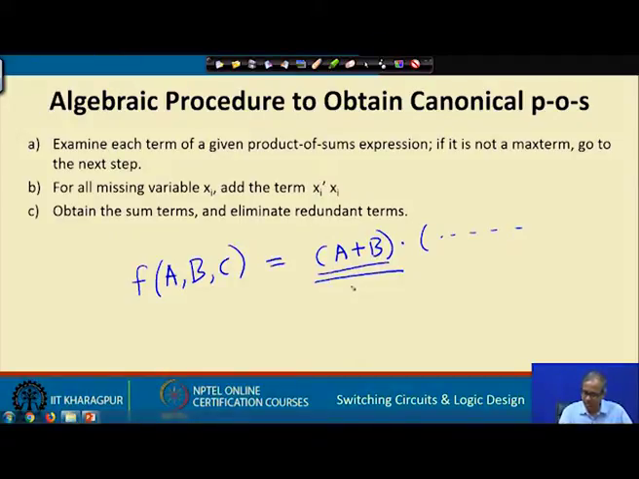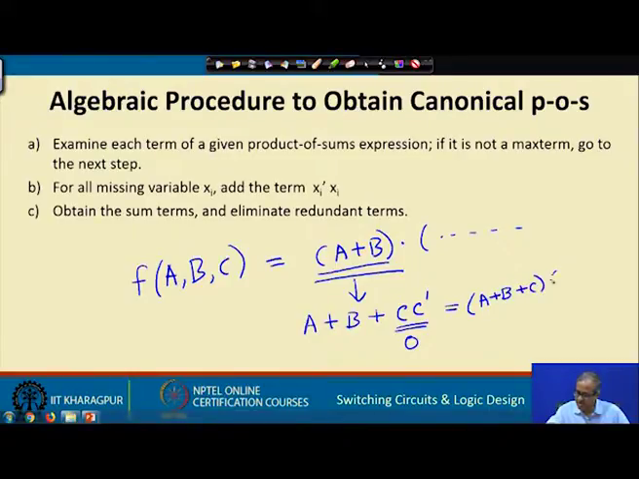So, if c is missing, what do I do? I add a term c c bar to this. This I can do because c c bar is nothing but 0, the AND of a variable and its complement. Anything OR 0 does not change the function, but if I do it, then I can apply the distributive law: a plus b plus c, a plus b plus c bar. So, I can write it as a plus b plus c and a plus b plus c bar. So, now I have the max terms. This is the basic idea here. Right, so let us see.